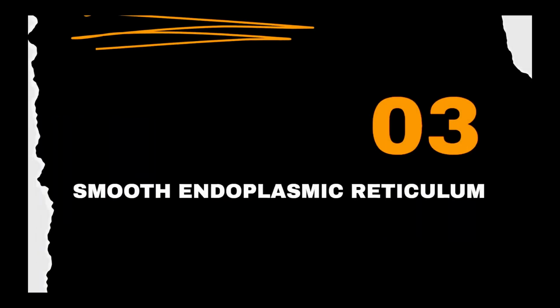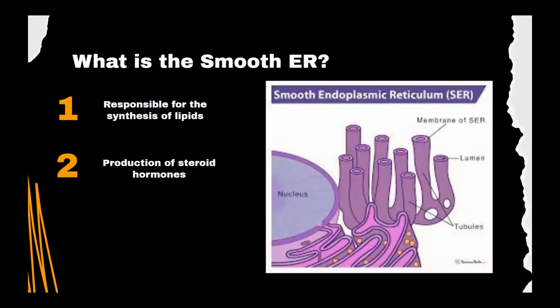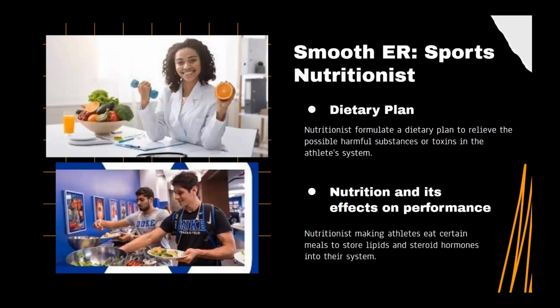So the next thing we have is the smooth endoplasmic reticulum. So what is the smooth ER? Smooth ER is responsible for the synthesis of lipids and the production of steroid hormones. And we can relate this back to sports nutritionists. Nutritionists formulate a dietary plan to relieve the possible harmful substances or toxins in the athlete's system. And nutritionists can make athletes eat certain meals to store lipids and steroid hormones in their system.